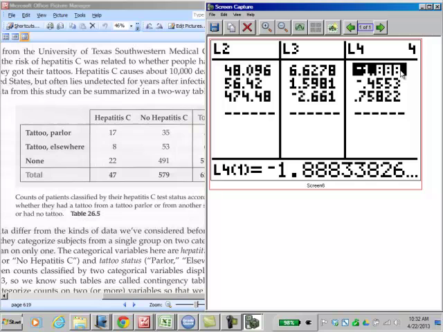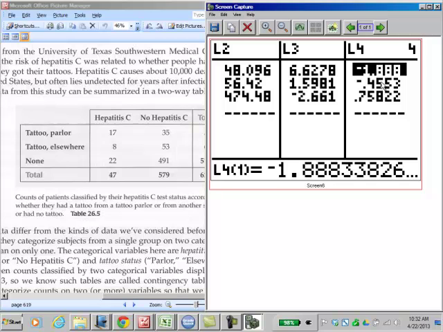Okay, so in other words, the incidence of not getting hepatitis C and going to a tattoo parlor has a negative z-score. In other words, you should be more likely to not get hepatitis C if there's no connection between them. So if there were no connection, you shouldn't be getting hepatitis. There should be more of a likelihood that you're not getting hepatitis C. So that's what this negative number means here.